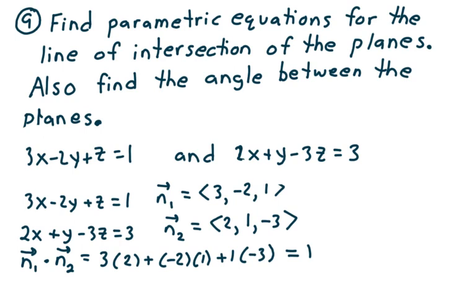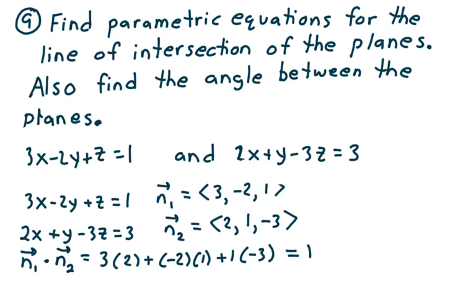Let's take a look at number 9. Find parametric equations for the line of intersection of the planes. Also find the angle between the planes. So we're going to look for the angle between the planes first.